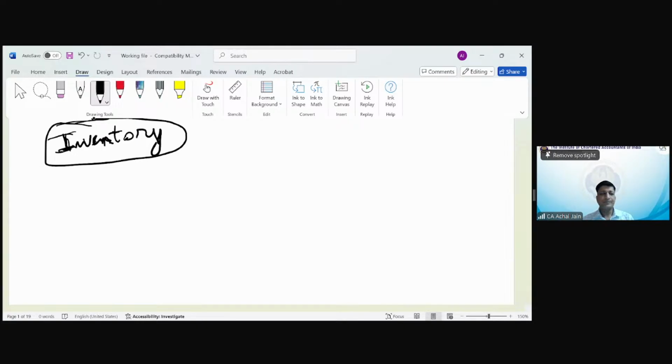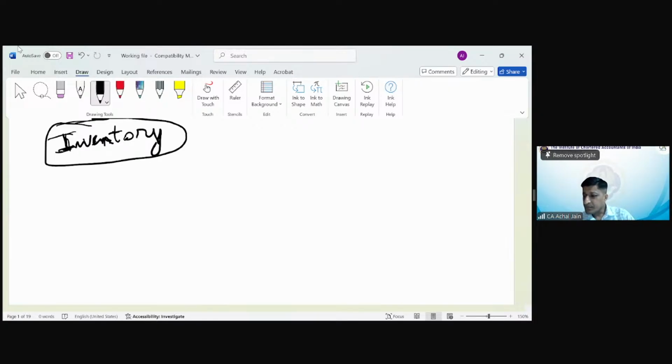Yes, quickly. I think inventory is a very common area, and it's not a very typical area. So some of the audit procedures which you need to apply, you can very easily think about. But I am looking at more of the important areas. Yes, over to you.